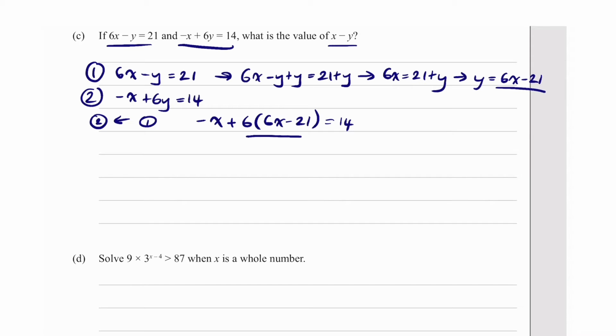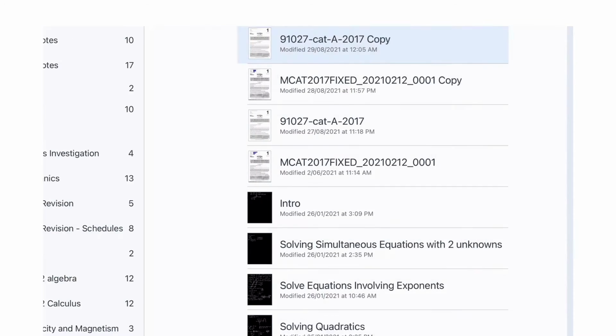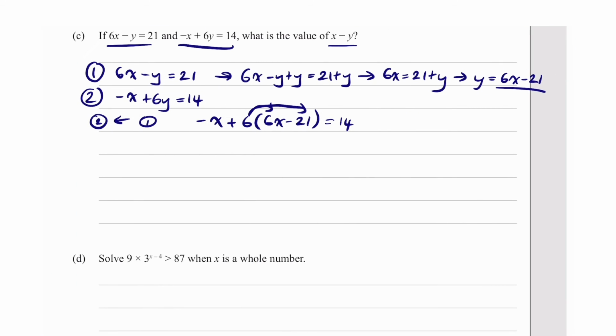Now I've got some expanding to do. In order to do that, I need to take the outside number and multiply it by everything inside the brackets. So what do I get? I get negative x plus 6 times 6x, which is 36x, minus 21 times 6. Now, minus 21 times 6 is equal to negative 126. So negative 126, and that's equal to 14.